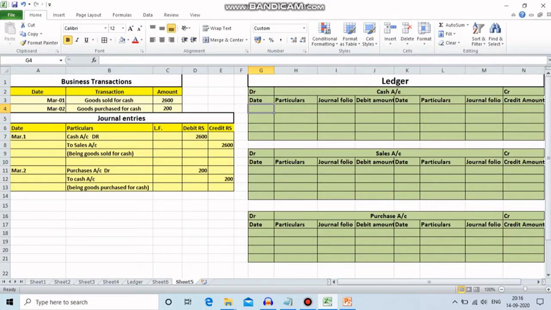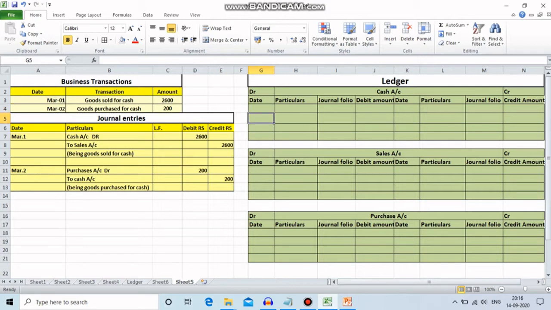Now we will see how to prepare a ledger based on journal entries. Here I have considered two transactions. Those are goods sold for cash and goods purchased for cash. The journal entry for the first transaction is cash account debit to sales account. The journal entry for the second transaction is purchase account debit to cash account.